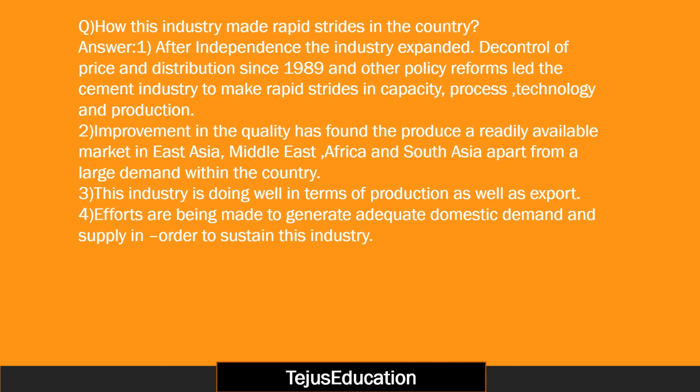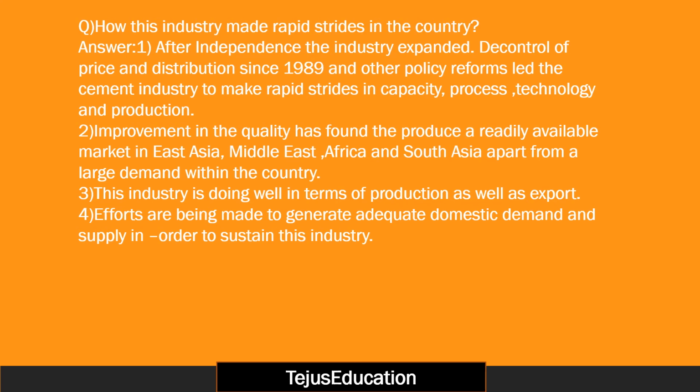Now let's go through the important question: how has this industry made rapid strides in the country? After independence, the industry expanded. Decontrol of price and distribution since 1989 and other policy reforms led the cement industry to make rapid strides in capacity, process, technology and production. That means, what is decontrol of price? The control of the government was less and more privatization happened. More reforms. Reforms in the sense the government allowed industrialists to invest more into this industry.